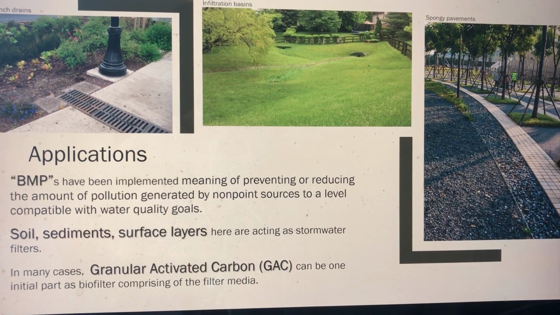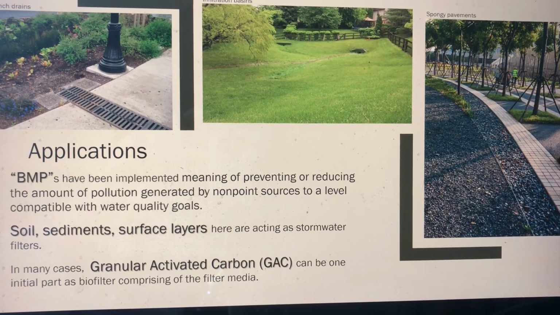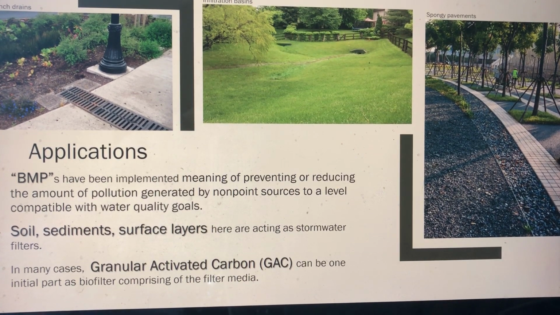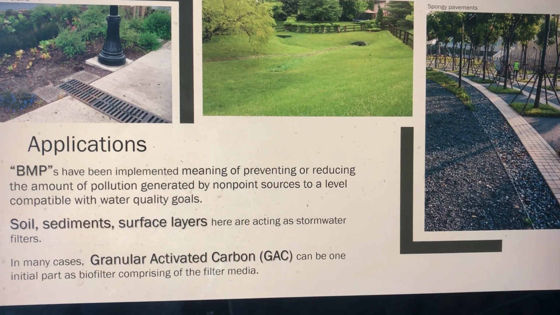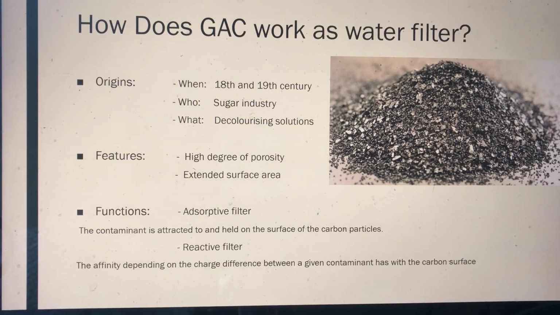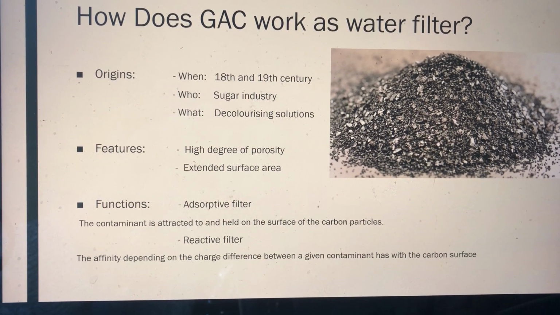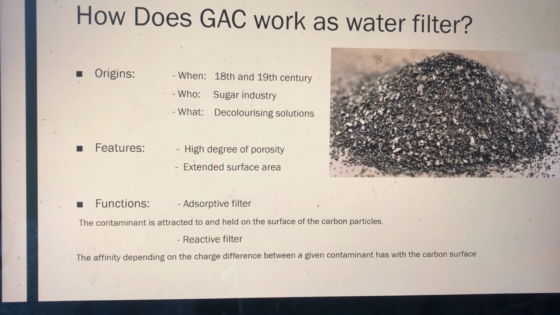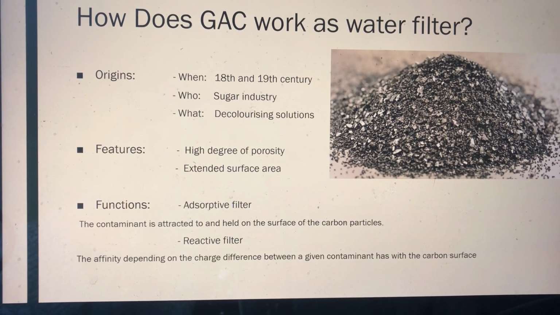And the soil, sediments, and surface layers here are acting as stormwater filters. In many cases, activated carbon can be one initial part of a biofilter comprising the filter media. From class, we have had a grasp of the origins of how we used activated carbon as a purifying material, and its unique features like high degree of porosity and extended surface area would be super beneficial to the filter role activated carbon plays. Here, I would like to divide its purifying function into two aspects.